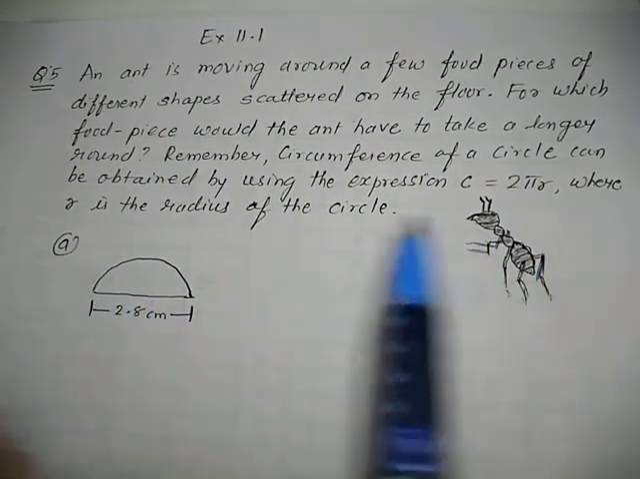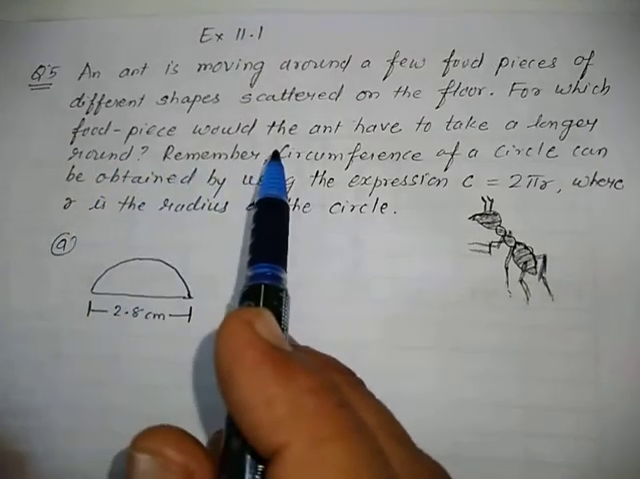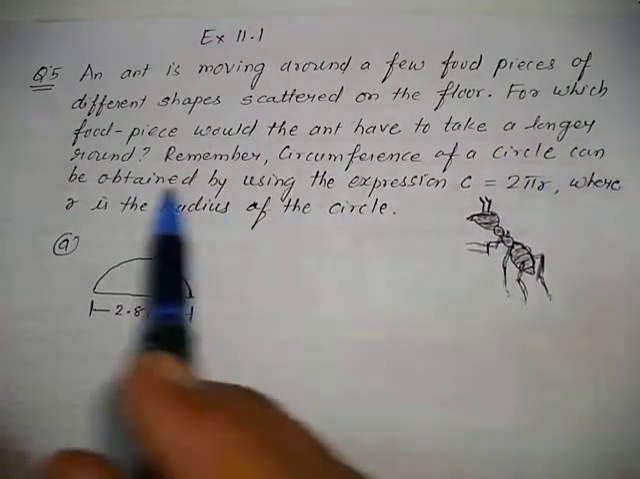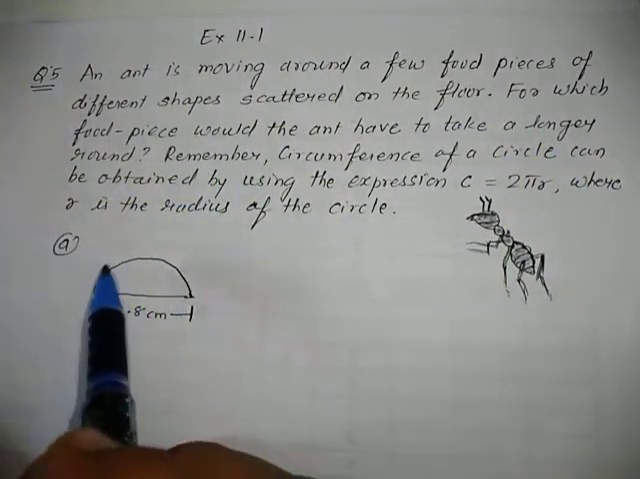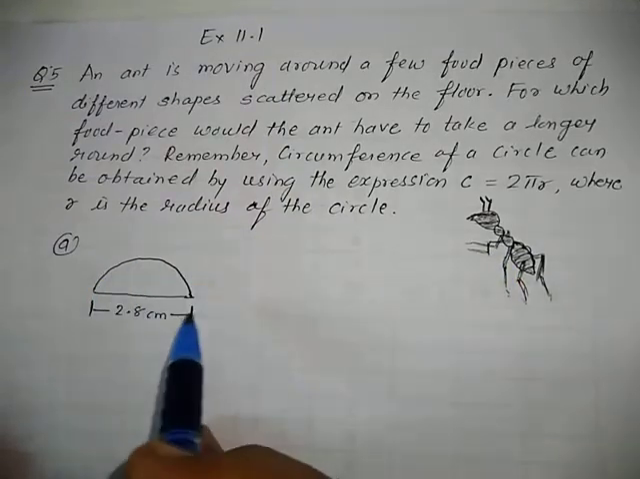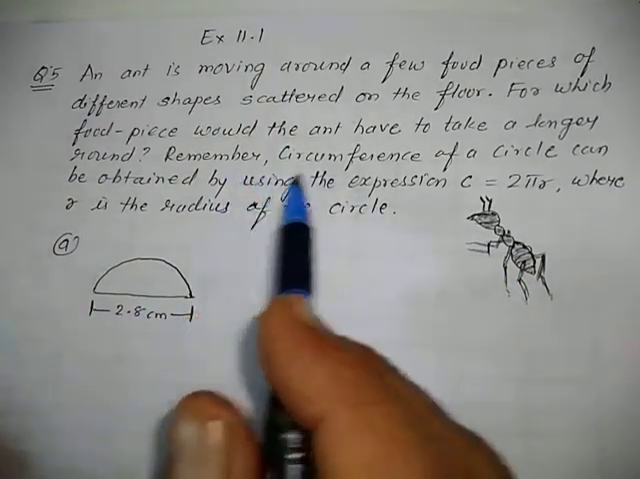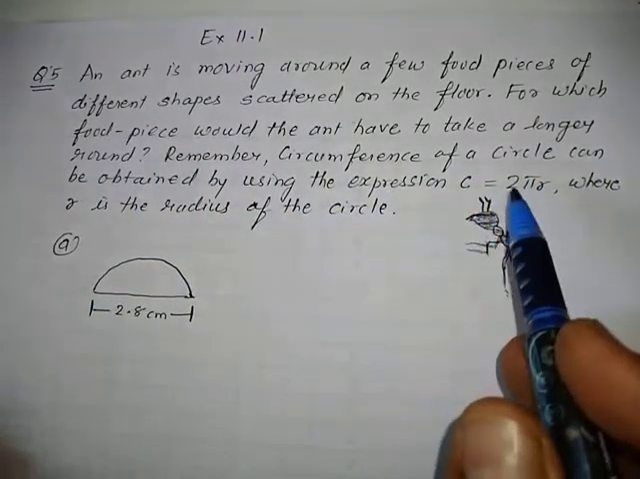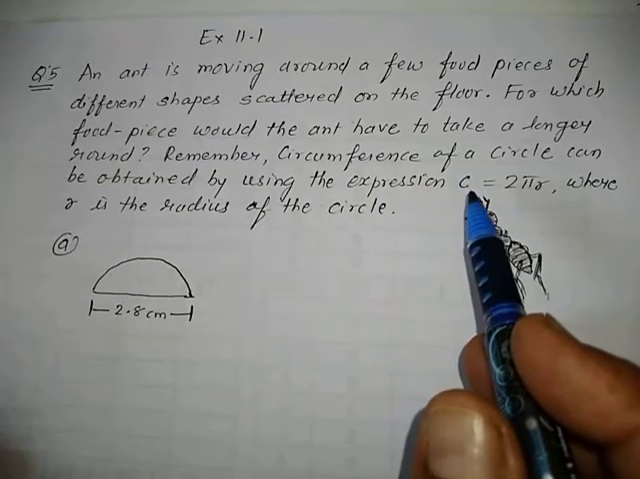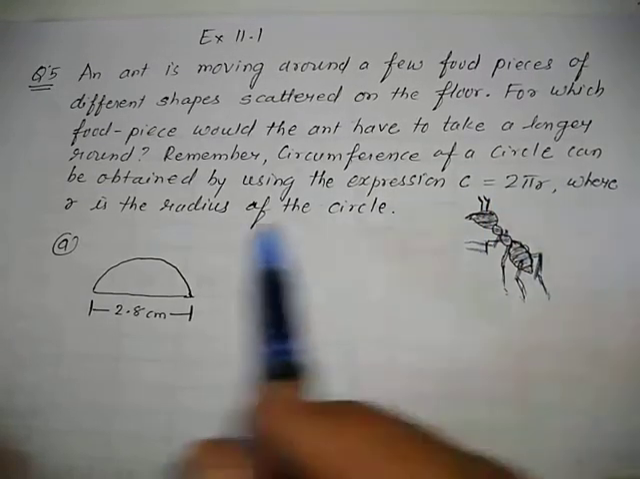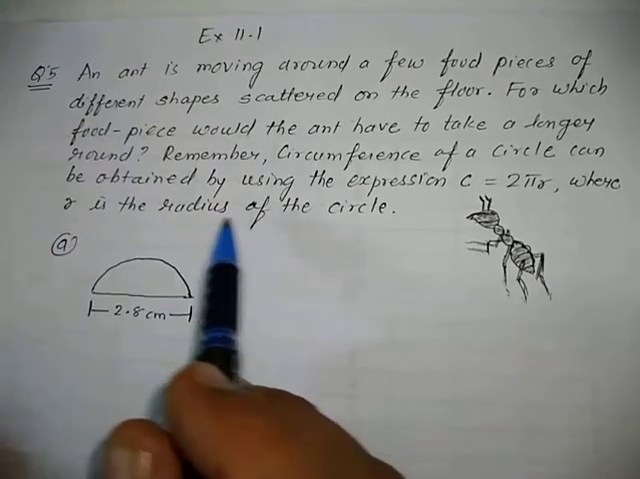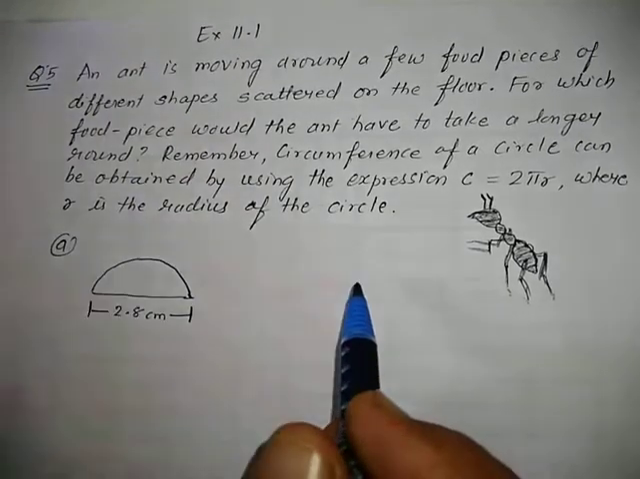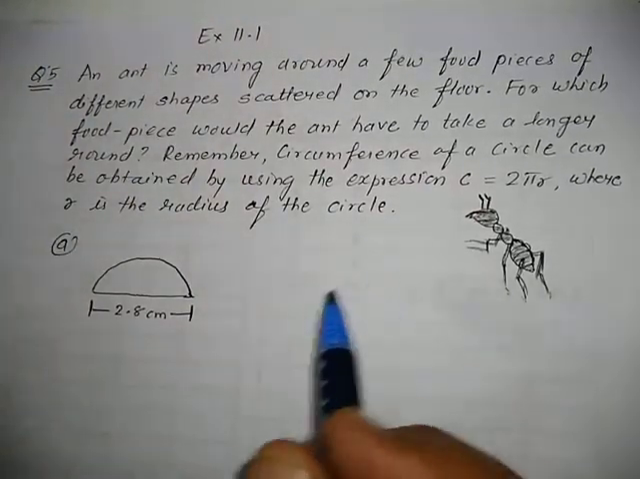For which food pieces would the ant have to take a longer round? This ant is taking a longer round around this. Remember, the circumference of a circle can be obtained by C = 2 pi r, where r is the radius of the circle. Already we have learned about the perimeter or the circumference of a circle.